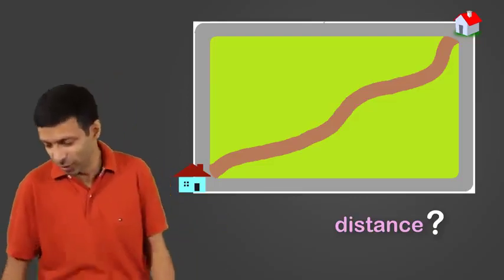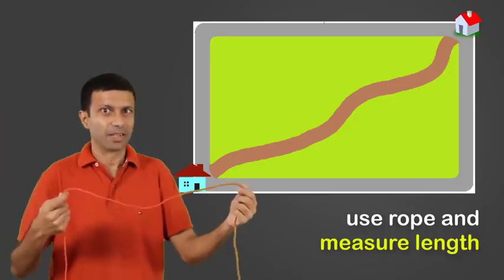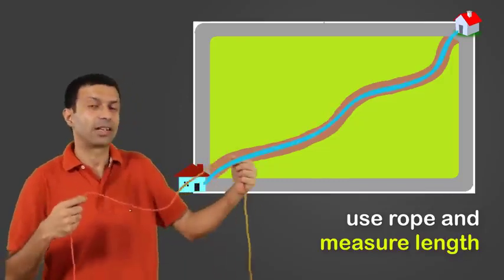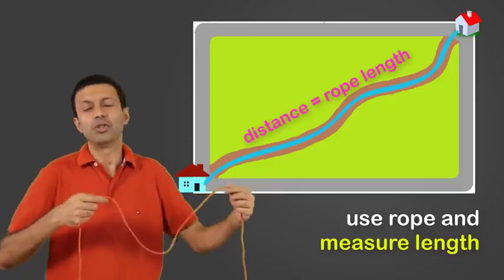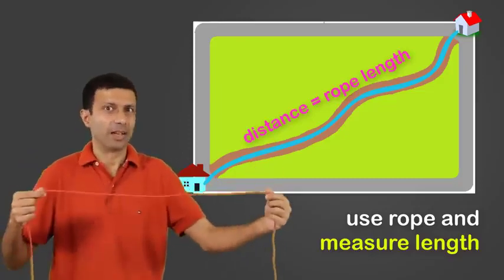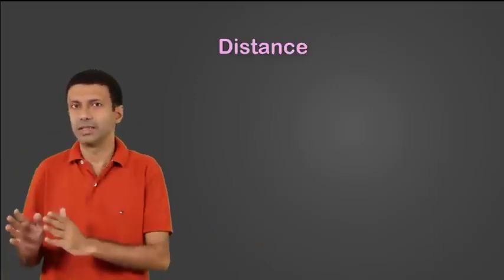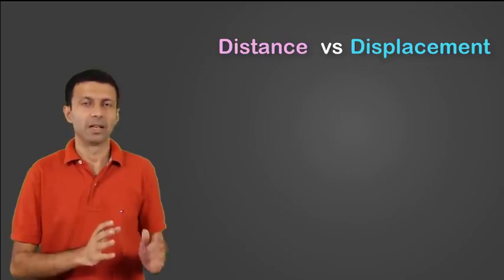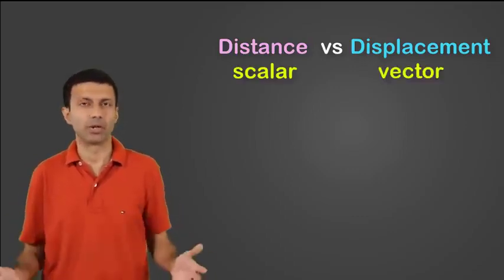So one thing you can do is, you can take the help of a rope. So if you place a rope along that curved path as you walk, and then you measure the length of the rope, that will give you the distance. There's one more important difference between distance and displacement. Distance is a scalar quantity while displacement is a vector quantity.